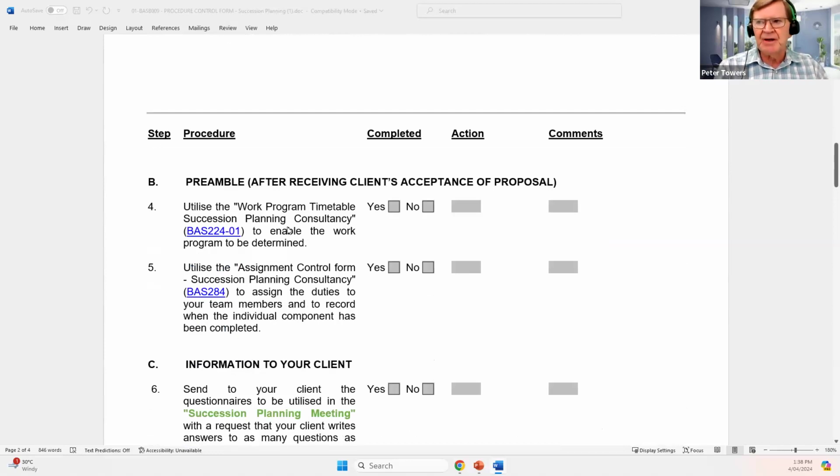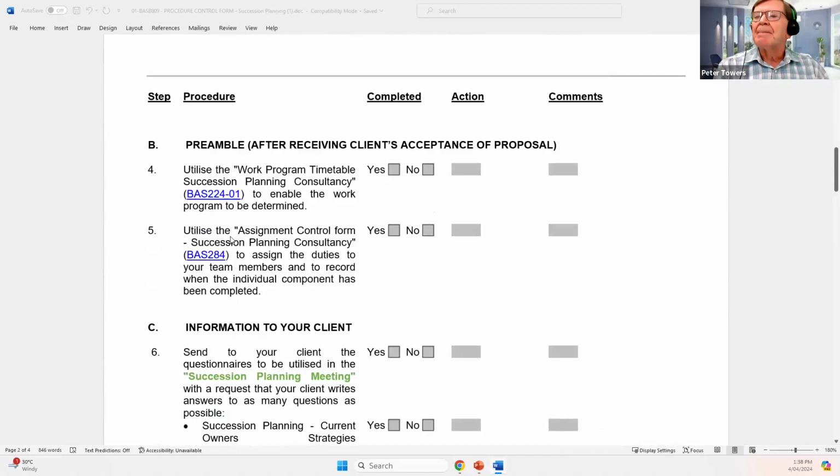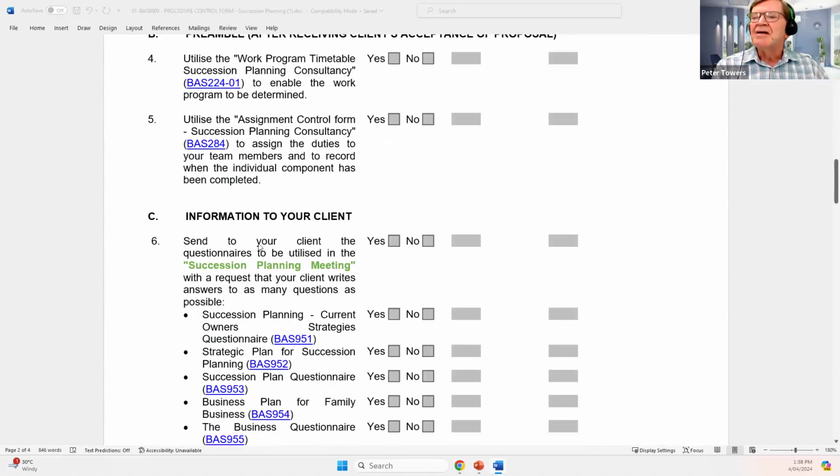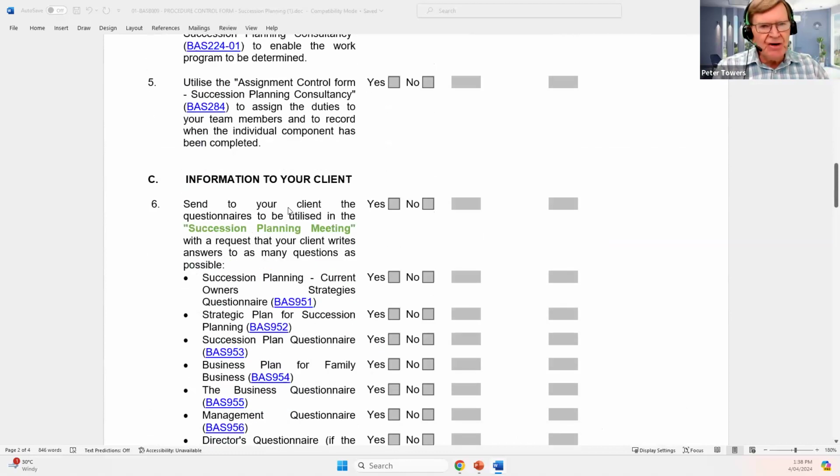We work out the program timetable, and that's linked to BAS 22401. Incidentally, the BAS is our abbreviation for Business Advisory Service. It's got nothing to do with the other BAS that the tax office use. We were using it before them, I believe, from memory. And there's then some information to go to your client, because succession planning is a complicated process. There's a lot of potential areas to look at.